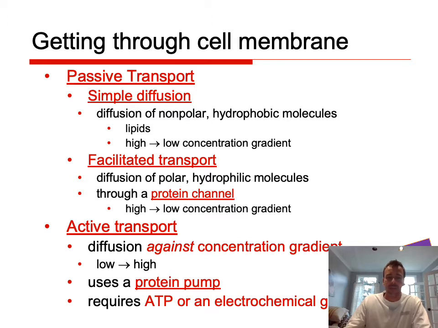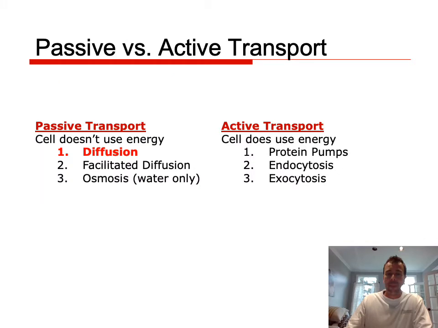Whereas active transport is diffusion against the concentration gradient. It requires ATP. It uses things like protein pumps, or instead of ATP, it can use an electrochemical gradient, which we'll talk about. So we have passive transport versus active transport. First, I'm going to talk about normal diffusion.